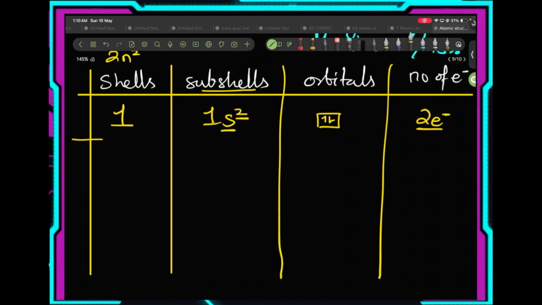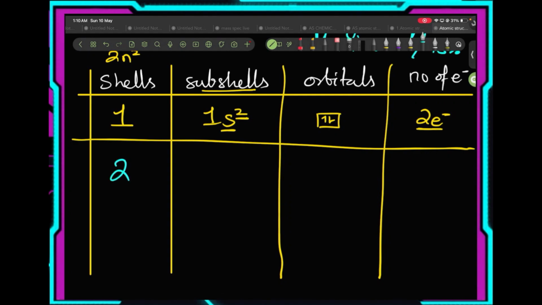Now let's move on to the second shell. Let's link the electrons first. In the second shell, how many electrons? 8 electrons. So in order to accommodate 8 electrons, how many subshells? You'll have the 2s subshell, which will accommodate 2 electrons out of these, and then you'll have the 2p subshell, which will need to accommodate the remaining 6 electrons. So these are the subshells. Now link the orbitals with it.